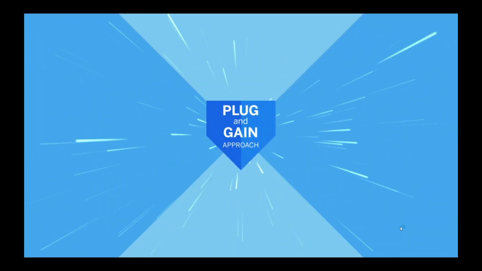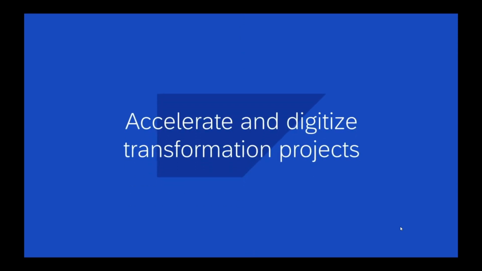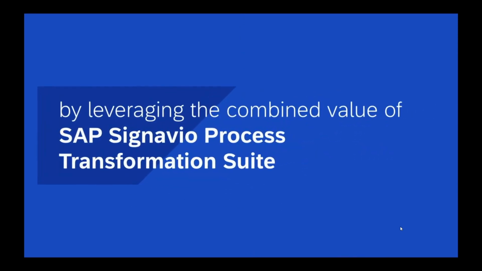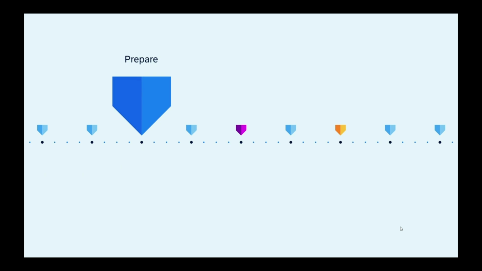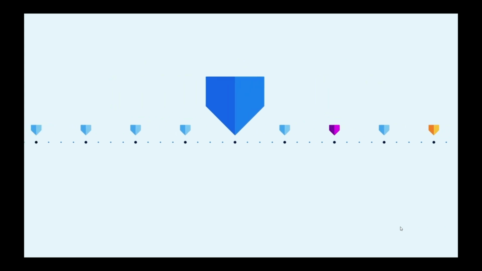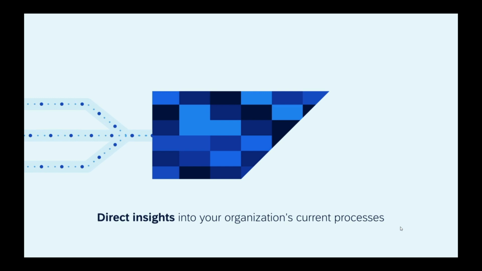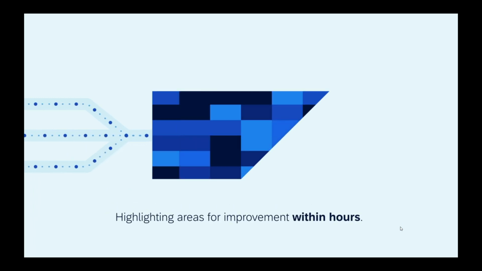Well, this is where SAP Signavio steps in, with our plug and gain approach. This new approach radically speeds up project timelines from months to hours. You can now accelerate and digitize transformation projects by leveraging the combined value of SAP Signavio Process Transformation Suite. It supports SAP ERP customers in preparing faster, deploying faster, and realizing continuous value while running faster. It all begins with your existing ERP data, which is analyzed to give you direct insights into your organization's current processes, highlighting areas for improvement within hours.